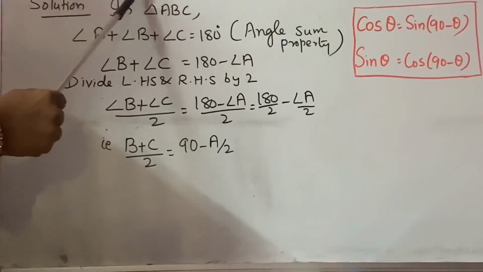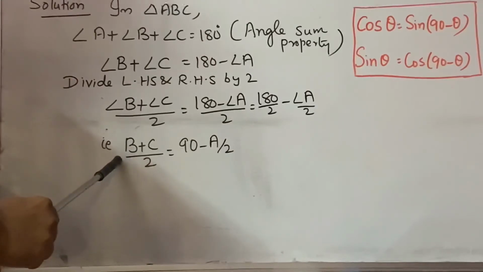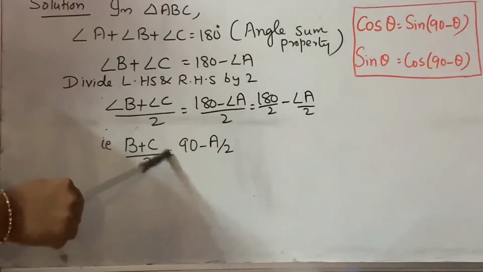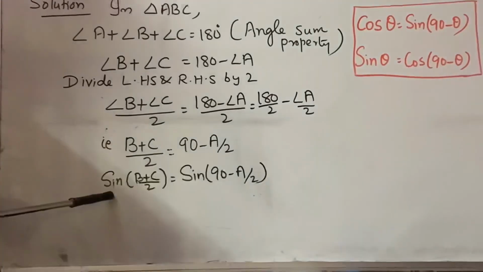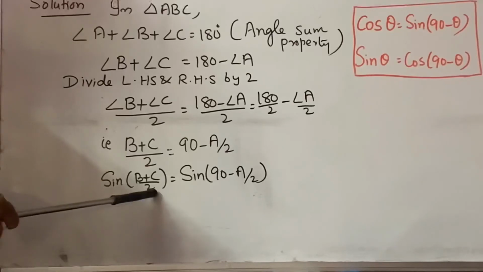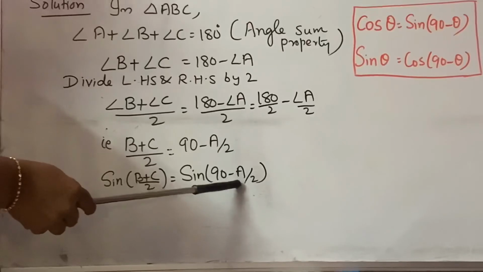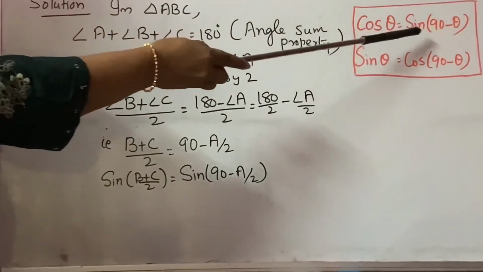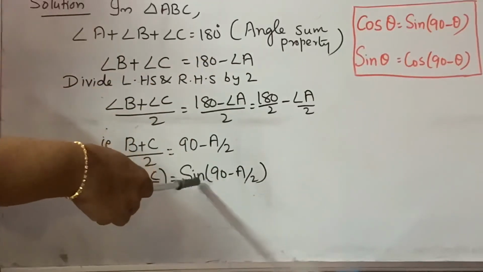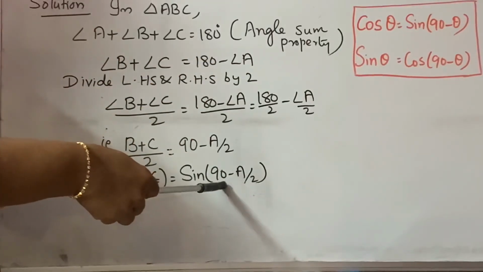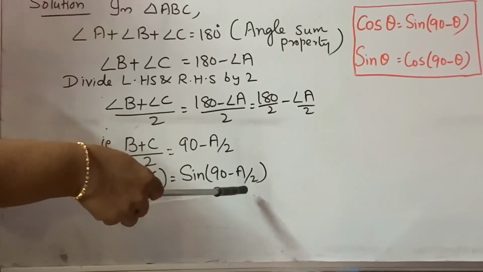Now we want sine of B plus C by 2. Here you take sine of this angle. Sine of this angle is equal to sine of this angle. Write that. That is sine of B plus C by 2 is equal to sine of 90 minus A by 2. What is sine of 90 minus theta? Sine of 90 minus theta is equal to cos theta. So, this becomes cos of A by 2. That is sine B plus C by 2 is equal to cos of A by 2.